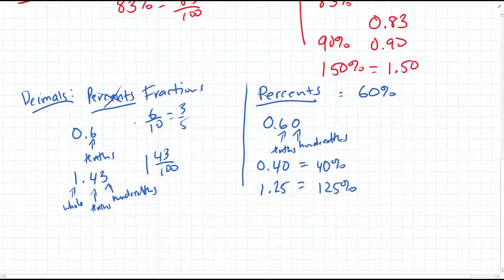Okay, if it's tenths, we have 6 tenths. Hundredths, 1 and 43 hundredths. Decimals to percents, again, we look at the place values. Okay, the decimals, tenths. Okay, and we look and see how many hundredths we have. We have 60 hundredths, 60%. 40 hundredths, 40%. 1 and 25 hundredths, 125%.